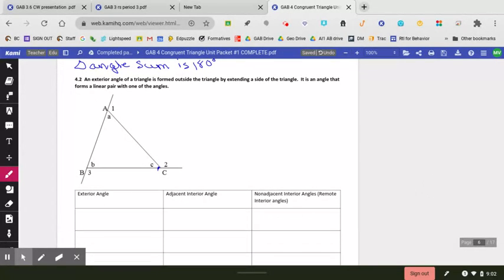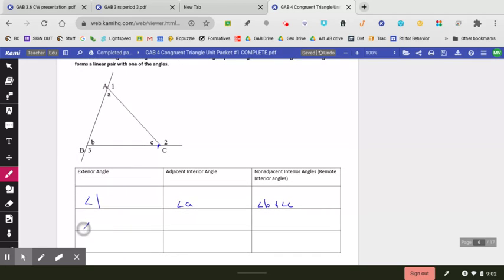So when my exterior angle is angle 1, the adjacent angle is angle A, and the non-adjacent interior angles, or the remote interior angles, are B and C. And again, those are lowercase b and c. Now that I'm talking about exterior angle 2, the adjacent angle is C, and the remote interior angles are A and B. Remote means far away, so the farther away angles. For angle 3, my adjacent angle is B, and my remote interior are A and angle C.